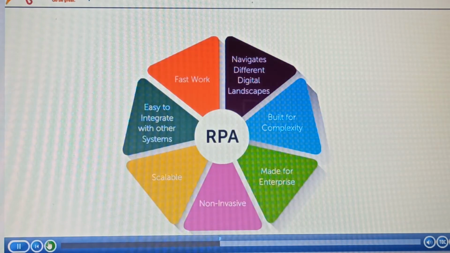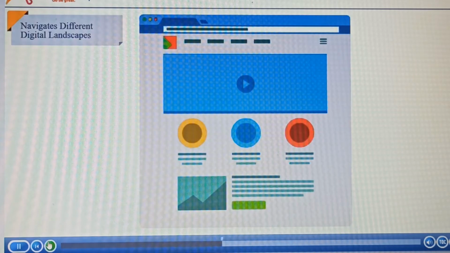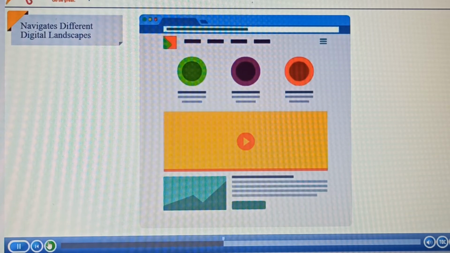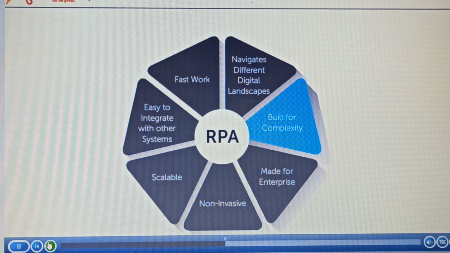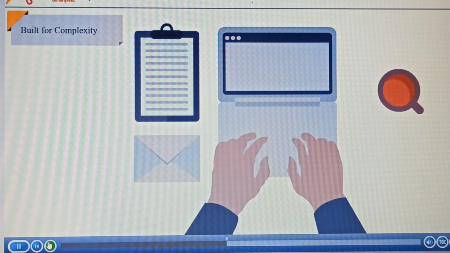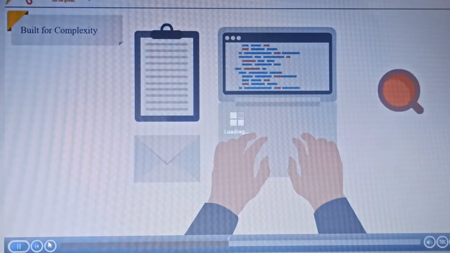RPA can help enhance your process significantly. It can navigate different digital landscapes. It adjusts itself to changing environments, movement in icons or buttons, differences in screen sizes, and a host of other variants. It is built for complexity. This type of automation platform isn't designed to complete tasks. It's designed to complete processes, including complex ones that would require thousands of lines of code to automate.